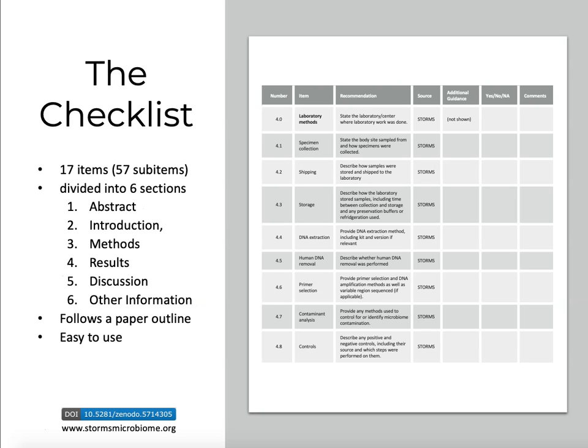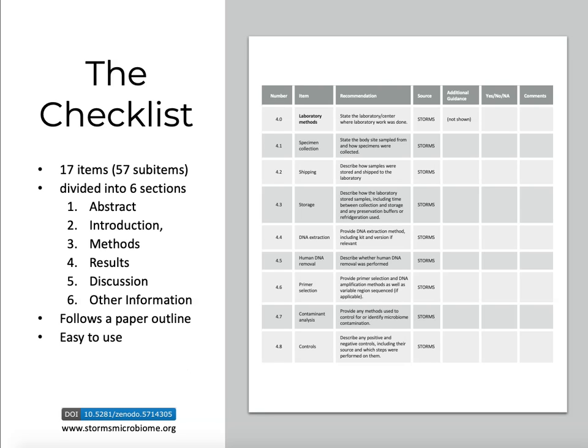Just briefly about the checklist itself, it has 17 items containing 57 sub-items divided into sections that correspond to a paper outline. And this was an intentional decision to make it easy to use and especially to encourage authors to use it at an earlier stage, before they go to submit it to a journal, to help structure the paper. And particularly for people who are either students or new to the microbiome field, or really anyone who just doesn't have experience across all the areas of a microbiome study.